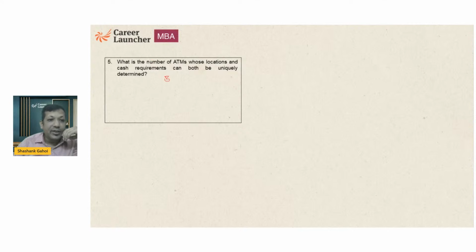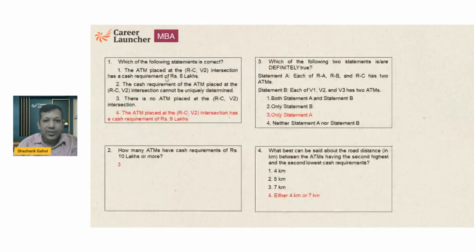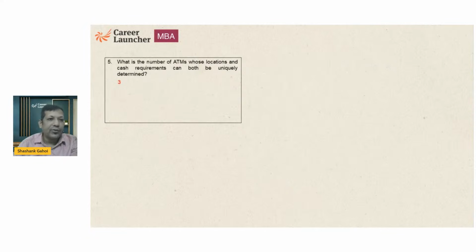Now let's see whether I am getting the correct answers or not. First one is 4th. Second one is 3. Third one is 3. Fourth one is 4th. Fifth one is 3. So I got all the answers right.